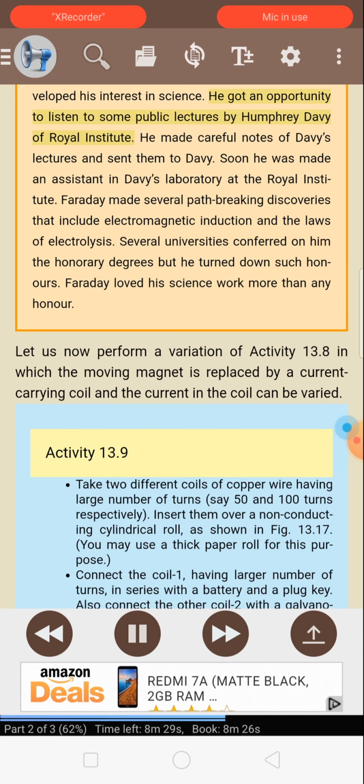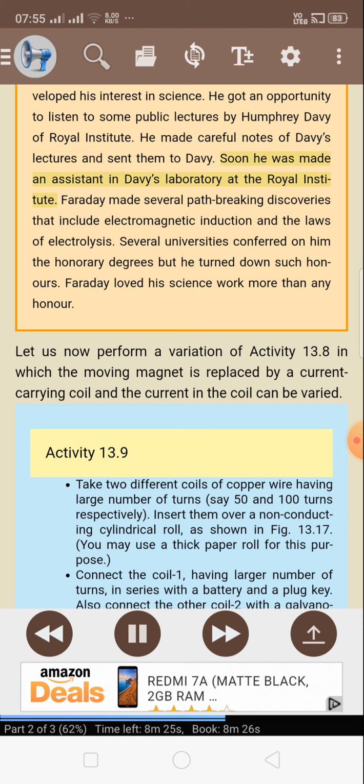He got an opportunity to listen to some public lectures by Humphrey Davy of Royal Institute. He made careful notes of Davy's lectures and sent them to Davy. Soon he was made an assistant in Davy's laboratory at the Royal Institute. Faraday made several path-breaking discoveries that include electromagnetic induction and the laws of electrolysis. Several universities conferred on him honorary degrees, but he turned down such honors. Faraday loved his science work more than any honor.